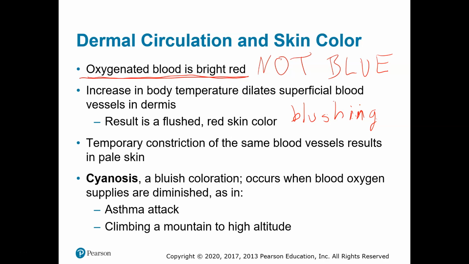Now, when a person is dying, their skin in certain areas will undergo cyanosis, which is a bluish coloration around the lips, around the fingernails and the toenails. And this is because the blood oxygen supplies are diminished. This can happen in an asthma attack. It can happen when you climb a mountain like Mount Everest, not the North Carolina mountains, but really tall mountains. And it can happen if you're dying, if you have stopped breathing.